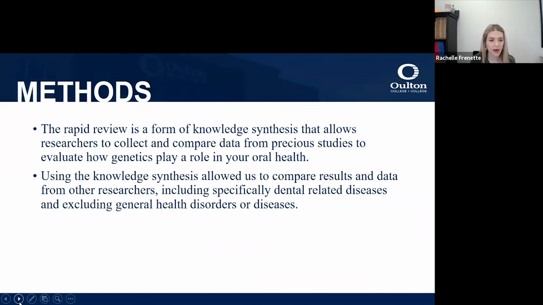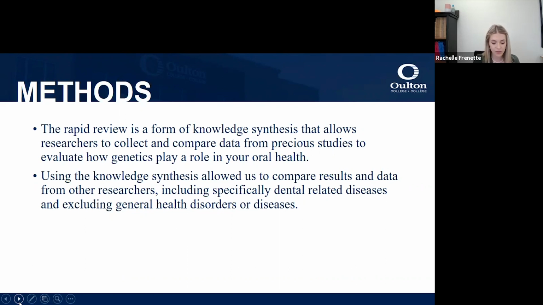So for methods, with this research, we used the rapid review, which is a form of knowledge synthesis, and that allows us to collect and compare the data from previous studies to evaluate how genetics can play a role in your oral health. By using this, it allowed us to compare the results and data from other researchers, other articles, other data, and we're including specifically dental related diseases and excluding the more general health disorders and diseases, because we're concentrating more on the dental related and how that can affect your oral health and overall health.